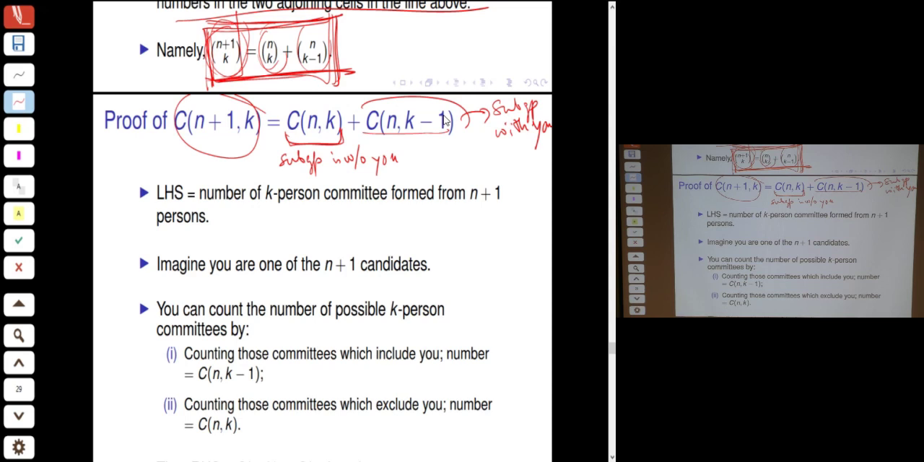It might contain you, it might not contain you, and basically you count the two kinds of subgroups and add them. Okay? So of course, this is just another way of counting the total number of subgroups of size k which you can form out of n plus 1 people in total, and therefore this should equal n plus 1 choose k, which you had on the left side. Okay? Any questions? Okay.